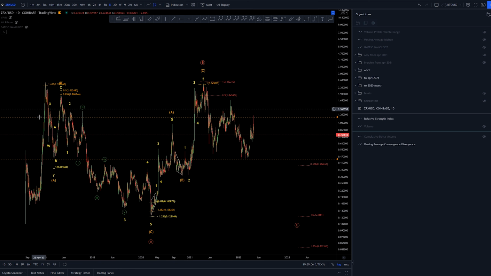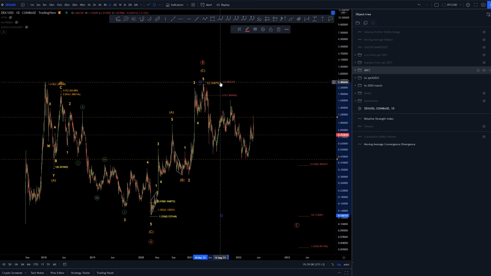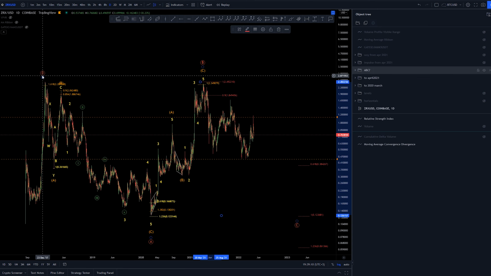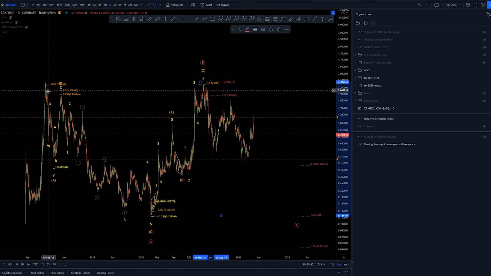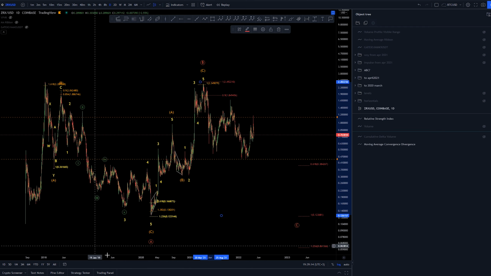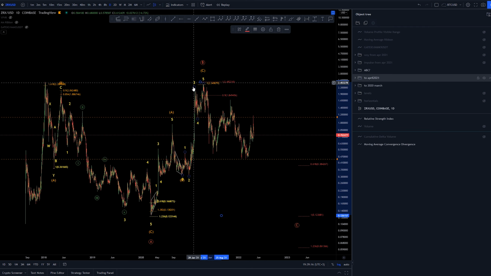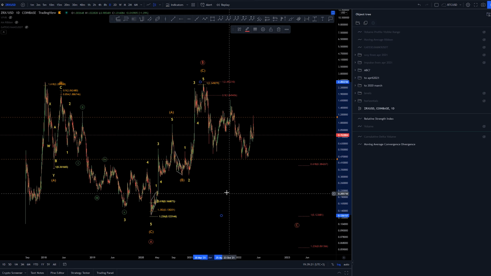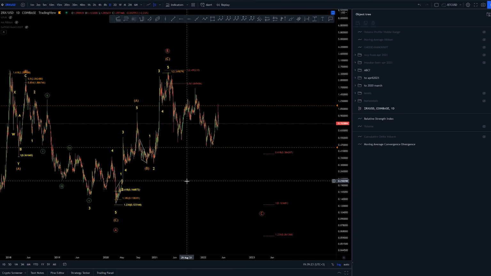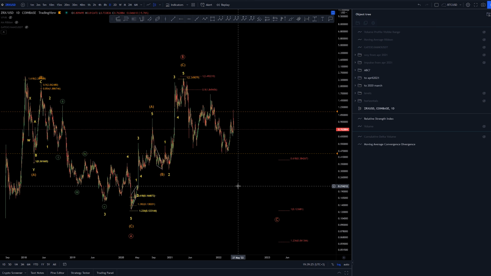We have almost retraced one-to-one of this A move with the B move. That allows us to create a possible C wave down here. This is definitely a really bearish count, but this is something that definitely stands out to me on this chart, unfortunately.